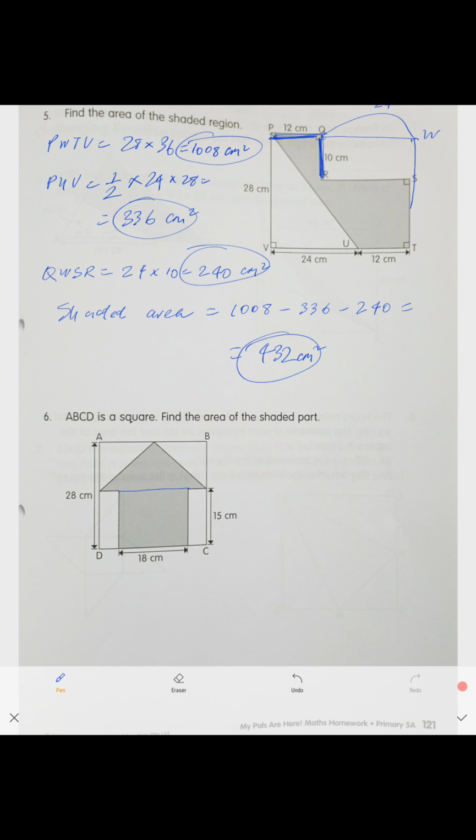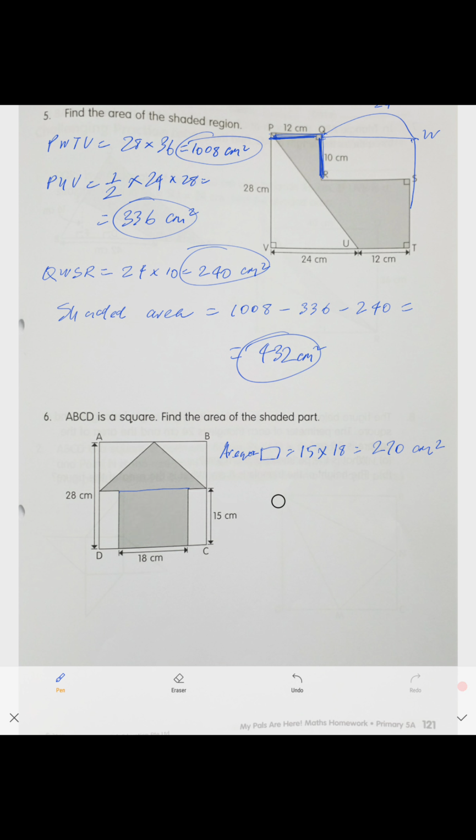All right, and now you can see, if you look at this area, right, you have a rectangle with the size of 18 and 15, right? So this is what you find, the area of the shaded rectangle. 15 times 18, 270 square centimeters.